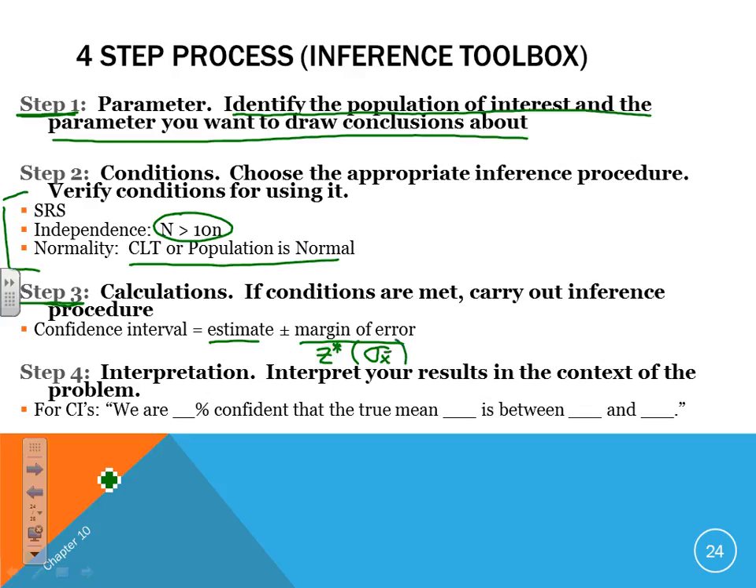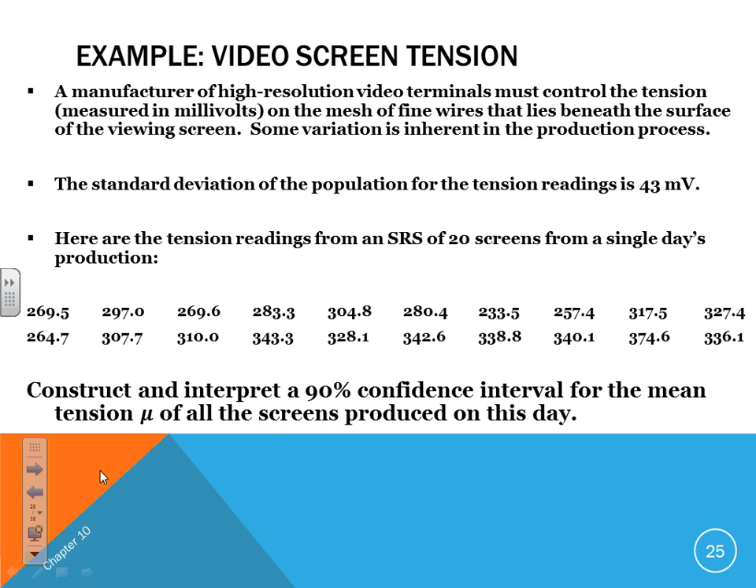Okay? And then finally we interpret, which is that sentence. We are blank % confident that the true mean blank is between blank and blank. If you can remember that sentence, then you can go ahead and be comfortable with any of these problems here. So this 4-step process is sometimes referred to as the inference toolbox. It's really just the formal way of going through inference.